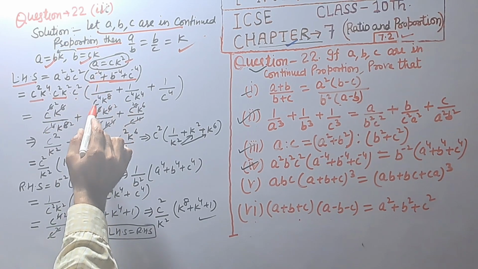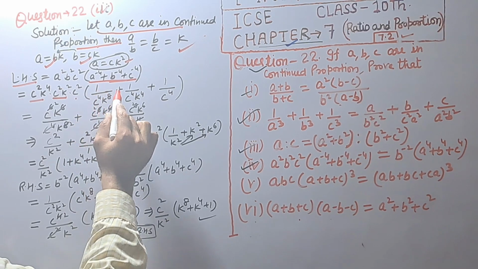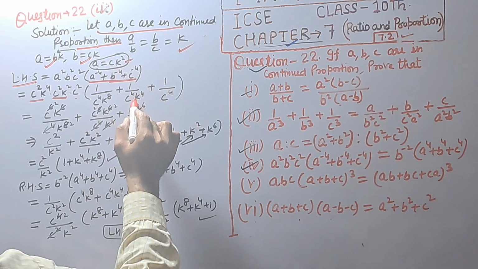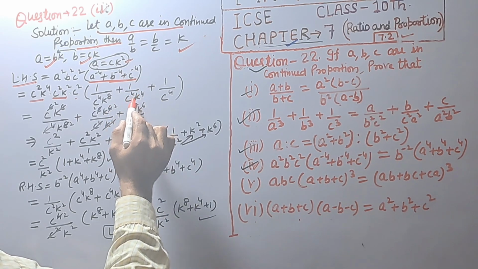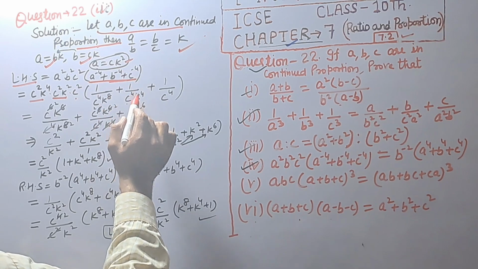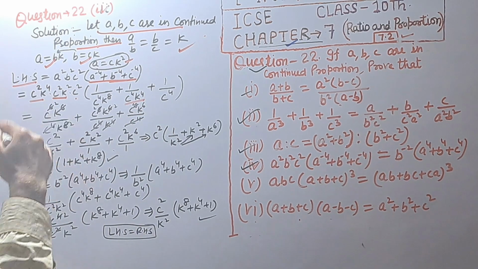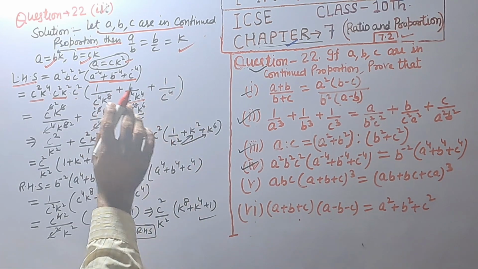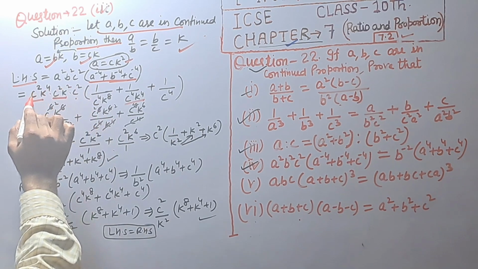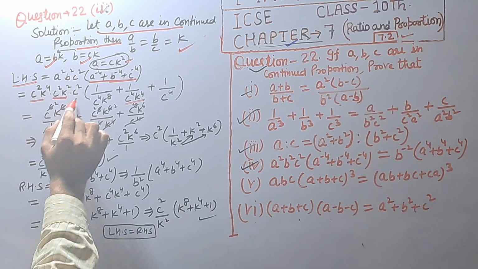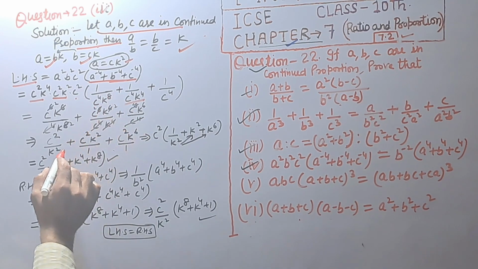a raised to power minus 4, we can write it as 1 upon a raised to power 4, that is c4k raised to power 8 plus b raised to power minus 4 is equal to 1 upon b raised to power positive 4, and b is equal to ck, and b raised to power 4 equal to c raised to power 4 into k raised to power 4 plus 1 upon c raised to power 4 as it is. So we are multiplying 1 into c raised to power 6 k raised to power 6 and divided by c raised to power 4 k raised to power 8.